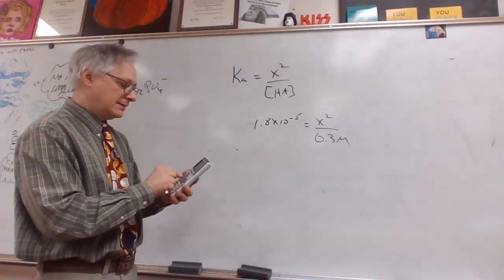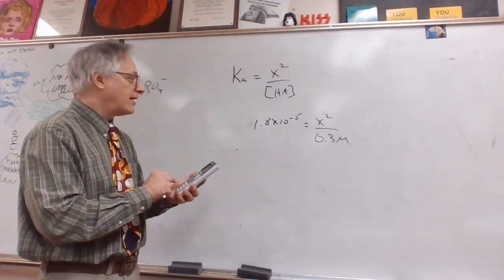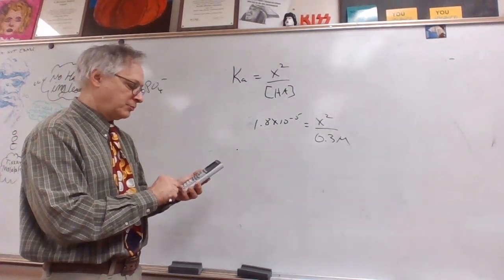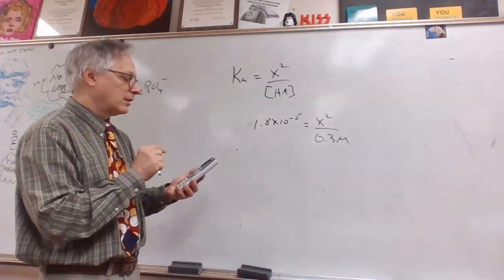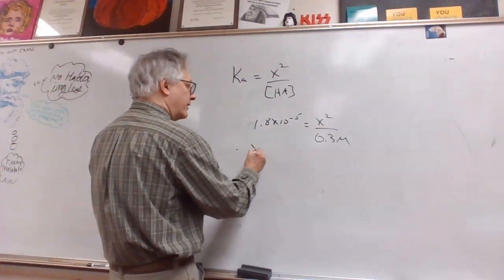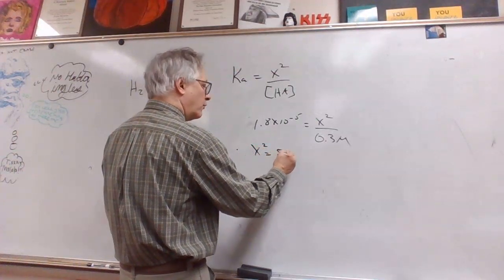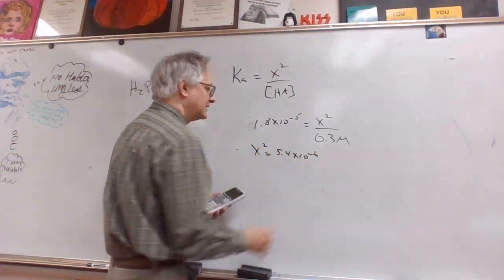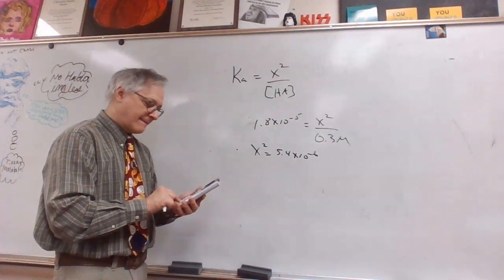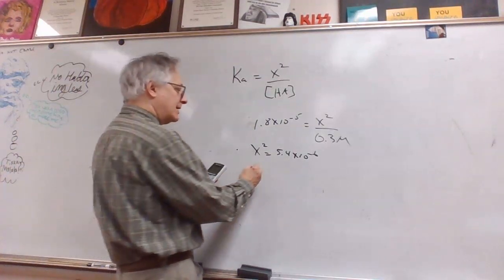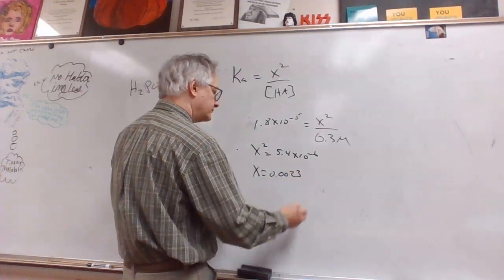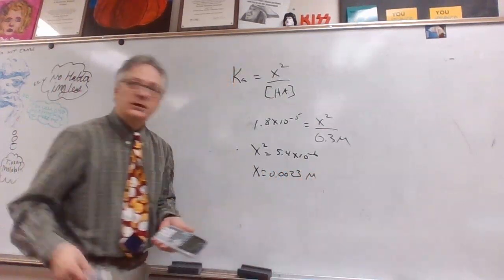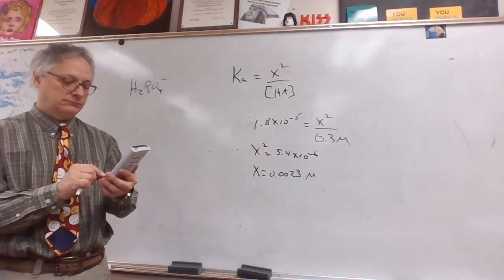So 1.8 times 10 to the minus 5 times 0.3. You get x squared is equal to 5.4 times 10 to the minus 6. I'm going to take the square root of that, and I get x as being 0.0023 molar. Take the negative log.